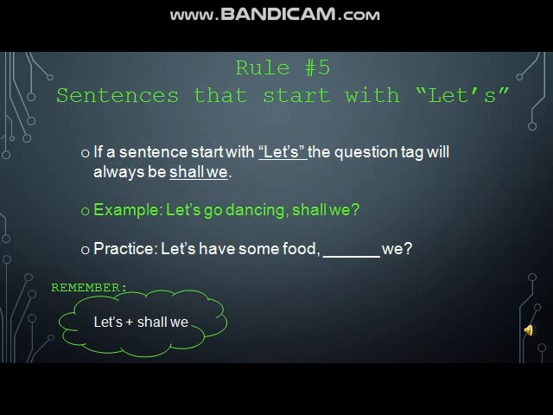Sentences that start with let's. If a sentence starts with let's, the question tag will always be shall we. Look at the example here. Let's go dancing, shall we?